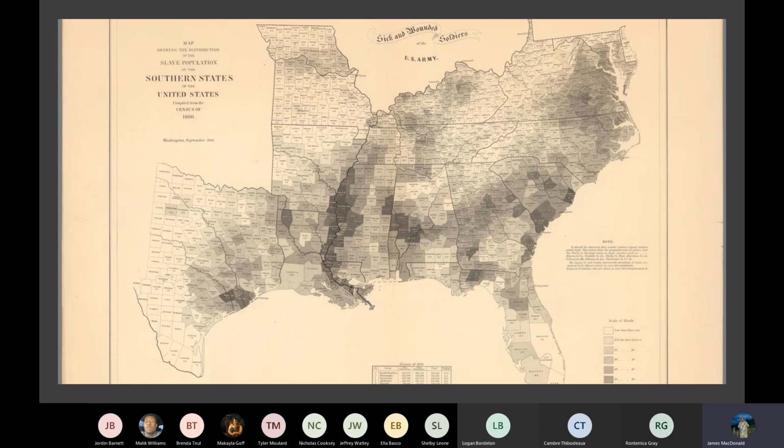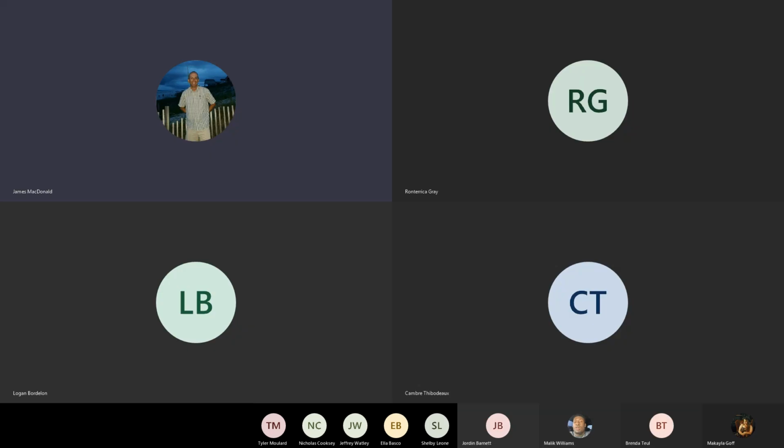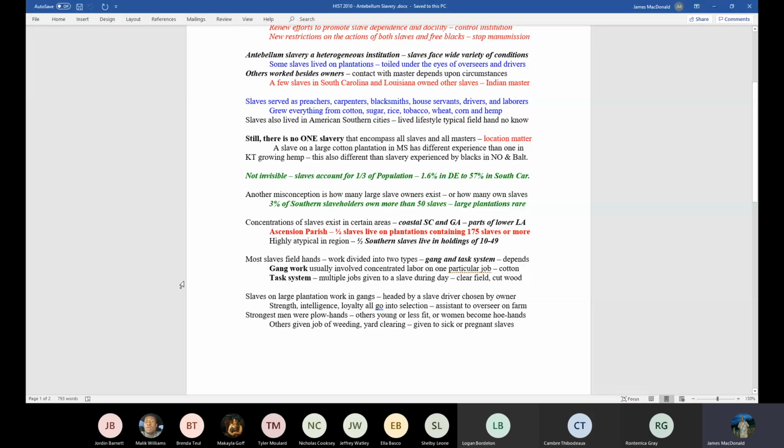Another misconception is how many slaves and large slave owners actually existed. So we have an image of slavery. The movies and Gone with the Wind and other horrible portrayals of the South, of course, give us an impression of the big house, the plantation, as the typical way that we would witness slavery in the American South, and that simply wasn't the case. So there are misconceptions about how many large slave owners actually existed or how many Southerners owned slaves.